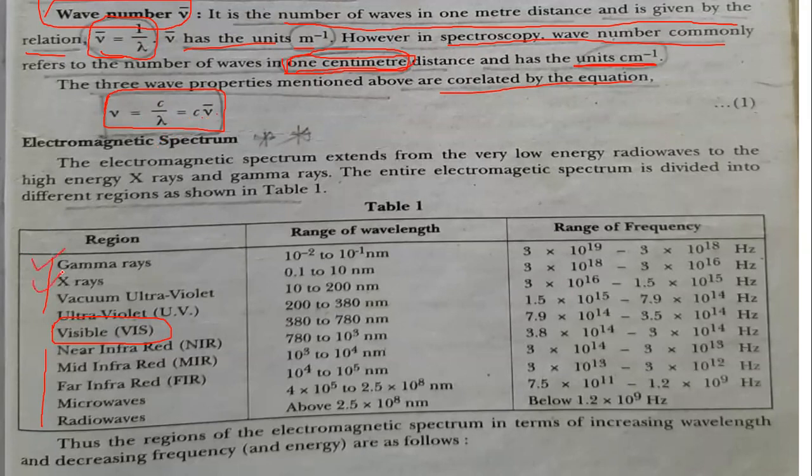Gamma ray, X-ray, vacuum ultraviolet, ultraviolet, visible, near IR, mid IR, far IR region (IR stands for infrared), microwave, and radio waves. These radio waves we are using for mobile phones, TVs, and all. Microwave we are using to heat the food.